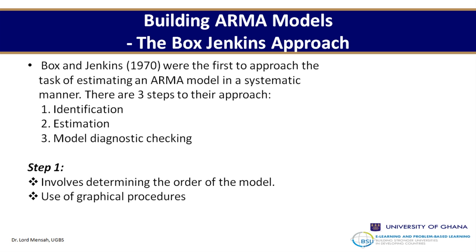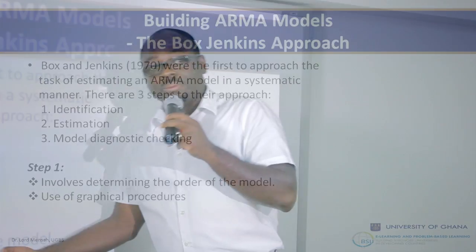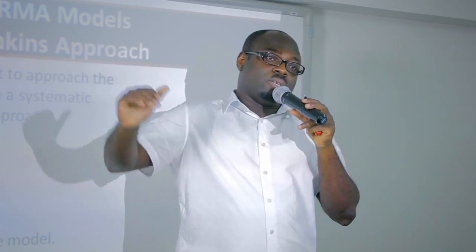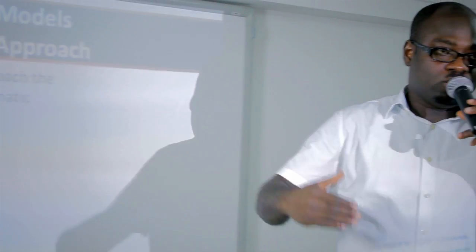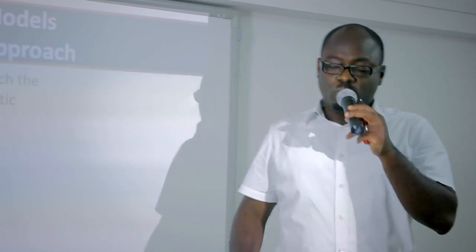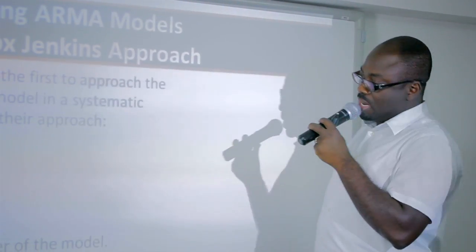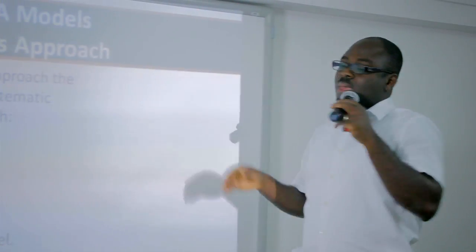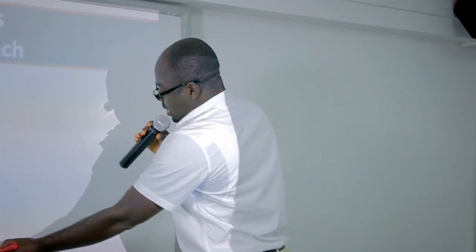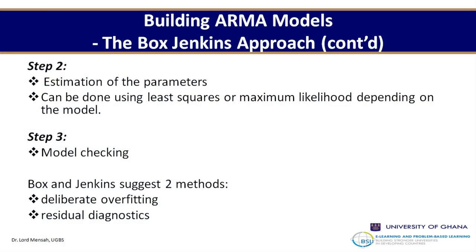Step one involves determining the order of the model. At which order should we cut the model, and what criteria are we going to use to end that relationship? And then use of graphical procedures. If you plot the data or the series, are you going to see whether it's a first order or second order relationship? Now step two involves estimation of the parameters.